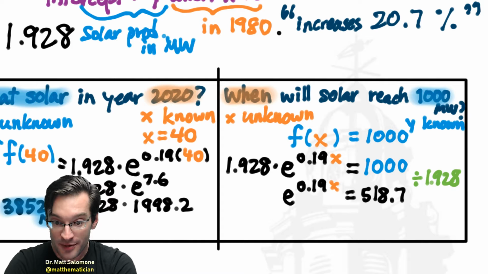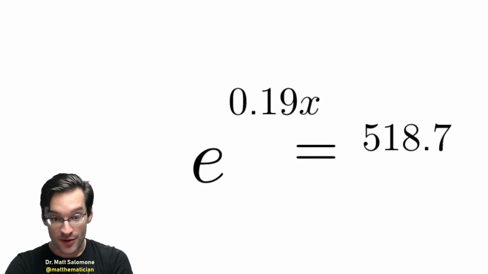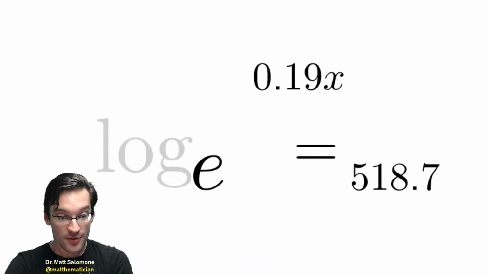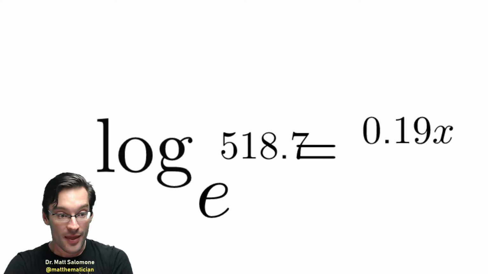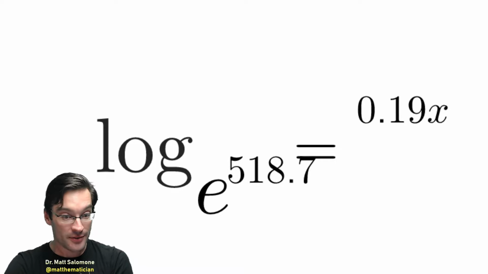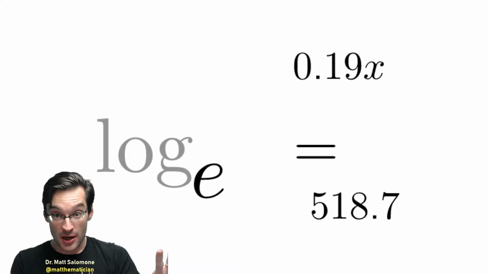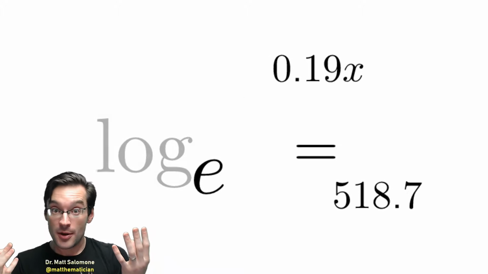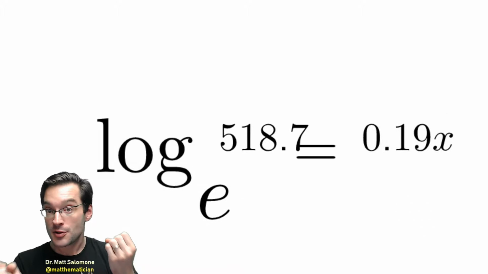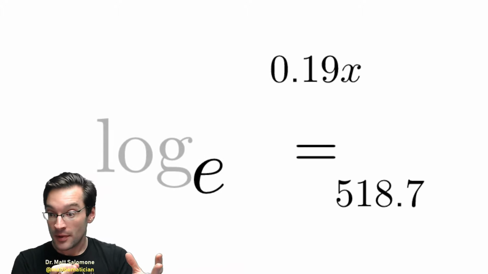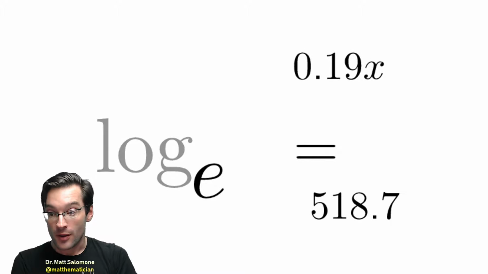Well, as you might expect, the answer here is the same as it ever was, right? We can undo an exponential expression by using the appropriate logarithm. If e to the 0.19x is equal to 518.7, that means that 0.19x is the base e logarithm of 518.7. It's the same interchange of the role of x and y, the same interchange between the exponent in an exponential expression and the value of its power. We can trade out that exponential form for a logarithmic form instead.